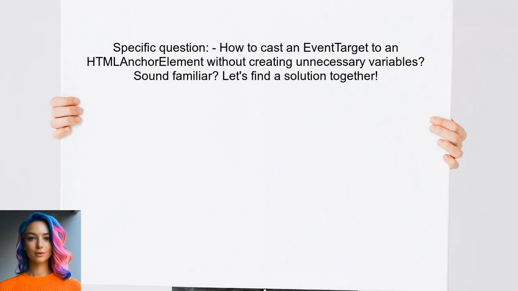Here's the specific question we're addressing today. One user asked about casting an event target to an HTML anchor element. They want to know if there's a way to do this without creating unnecessary variables in their functions. Sound familiar? Let's find a solution together.